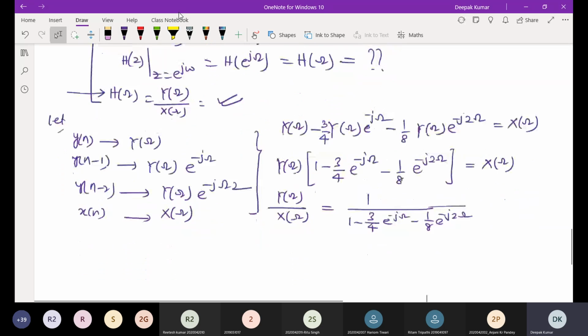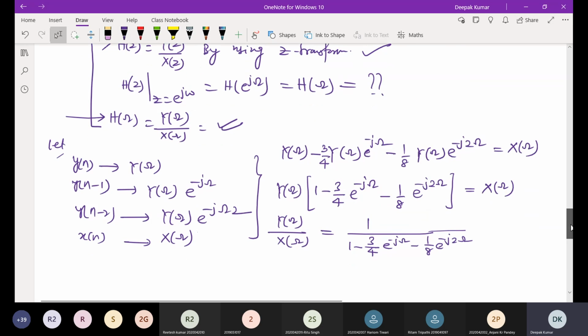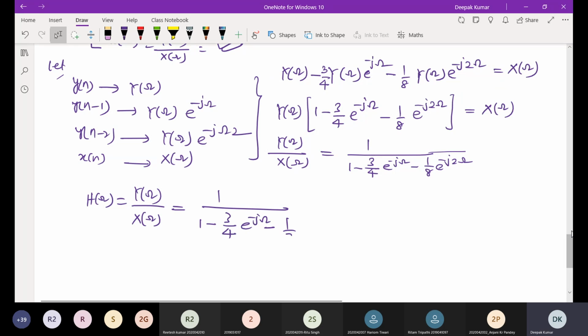This is equal to your frequency response. H of omega will be Y of omega divided by X of omega. So it is 1 divided by 1 minus 3/4 e to the power minus j omega minus 1 by 8 e to the power minus 2 j omega. This is your required result.